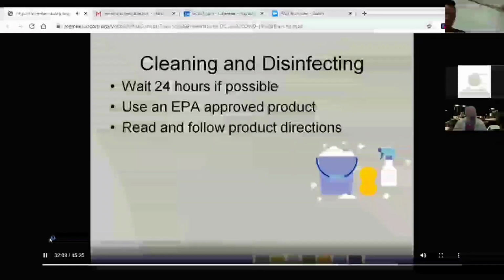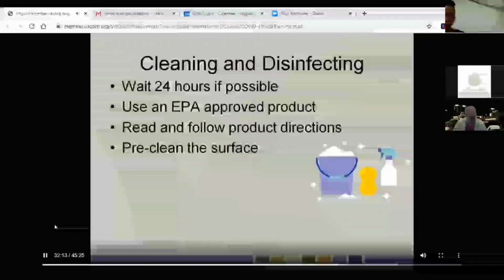Obviously, reading the labels before we're using the products and following the labels, doing exactly what they tell us to do. Now, you may have noticed I've got cleaning and disinfecting as the title of the slide, and some people think of these things interchangeably, that it's a semantics thing and they both mean the same thing, but there actually is a difference between these two terms.